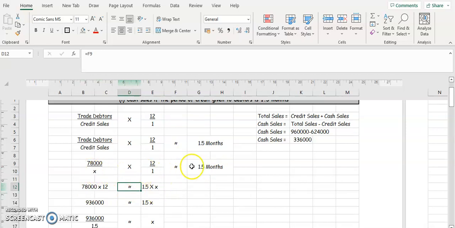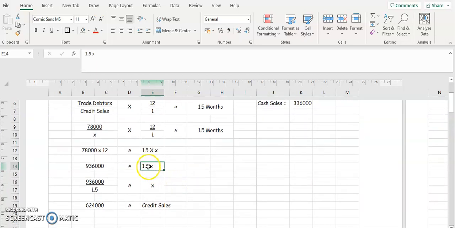So just cross multiplying here. We're bringing the X over the equals. We're getting rid of the 1. So we have 78,000 multiplied by 12 on a line, equal to 1.5 months multiplied by X. So when we multiply 78,000 by 12, it's going to give you 936,000. That's equal to 1.5X. So we'll just get rid of the multiplication sign here. So that's 1.5X.